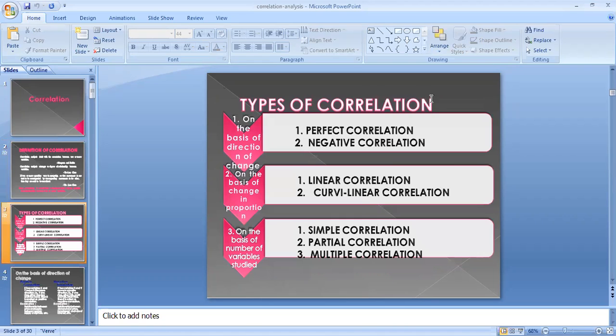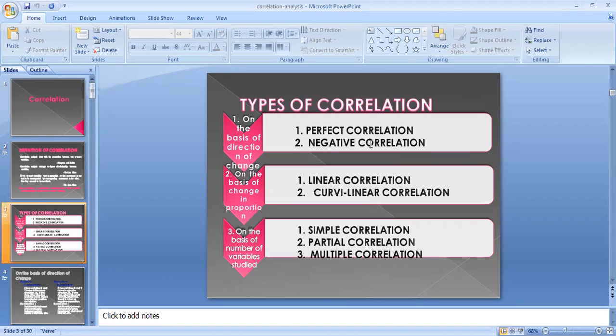Now there are different types of correlation. One is perfect correlation and another is negative correlation, and this is on the basis of direction of change, negative direction or positive direction, right? Okay, perfect correlation and negative correlation.